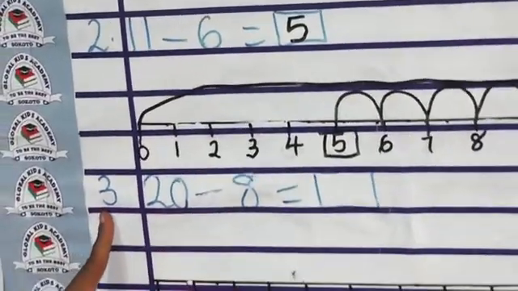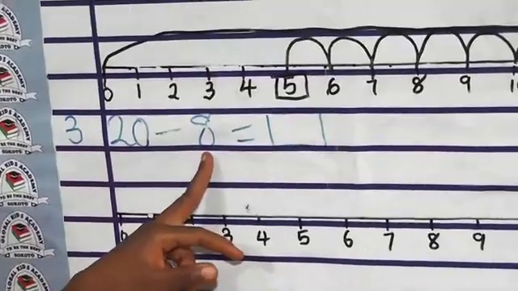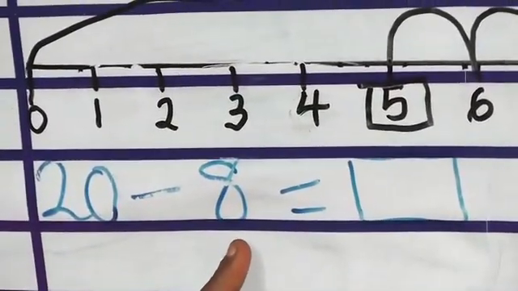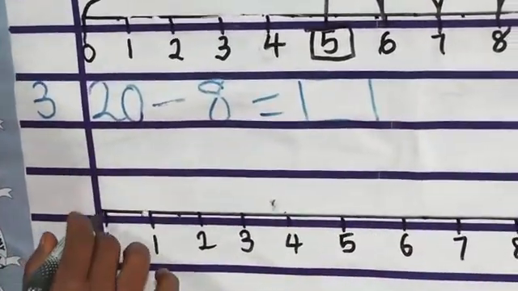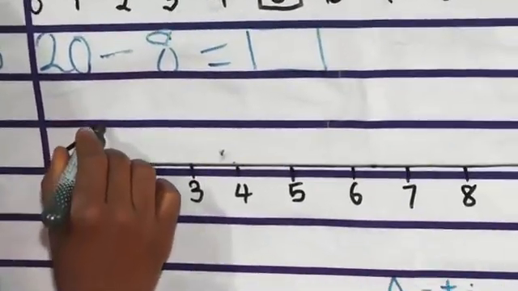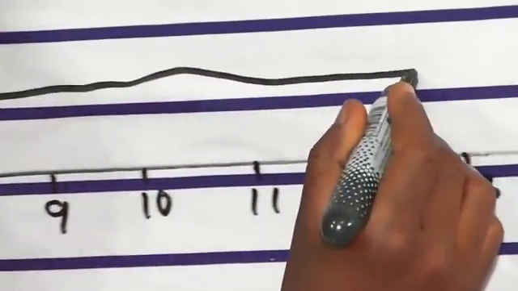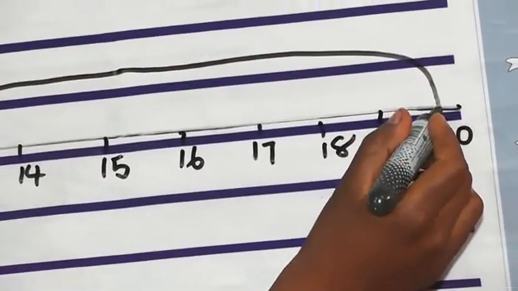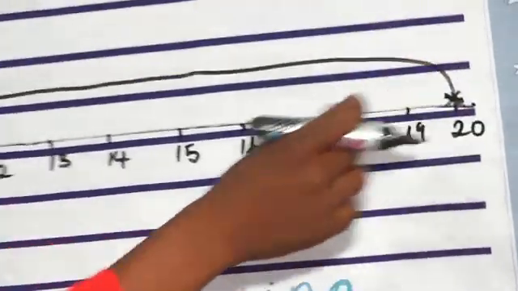Now, let's pick the last example, which is 20 minus 8. Okay? You pick the first number, which is 20 again. You draw your line from 0 to 20. Now let's go. From 0 to... Be careful. Now here we are, 20. Put your star here, indicating you are stopping here, okay?